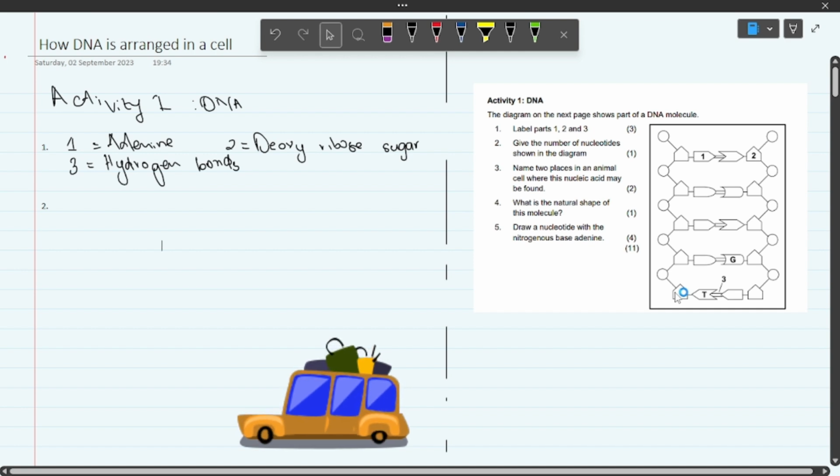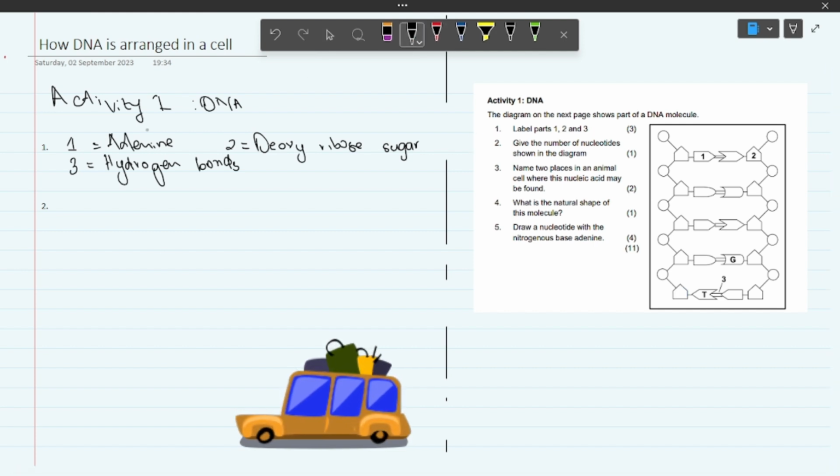Okay, so let's write that down. Give the number of nucleotides shown in the diagram. So there are 10 nucleotides.